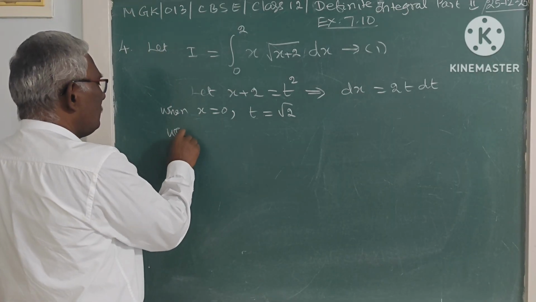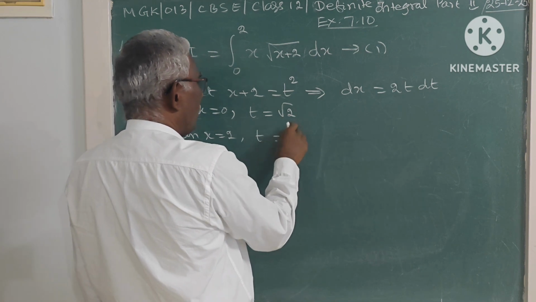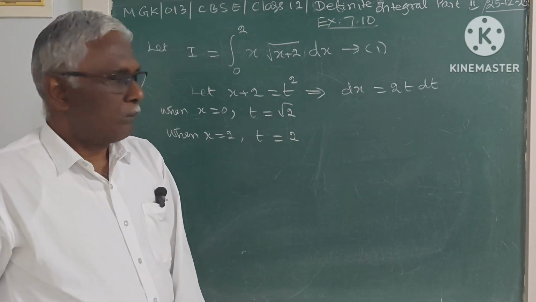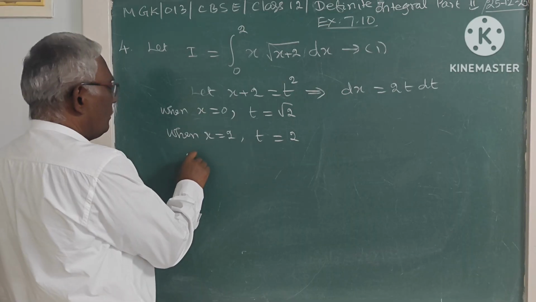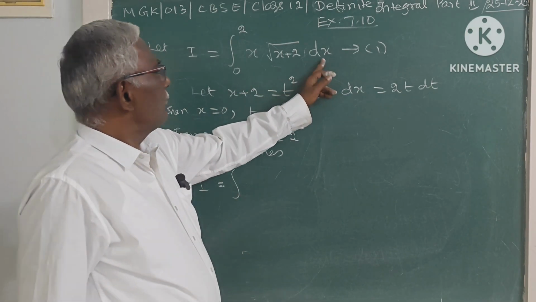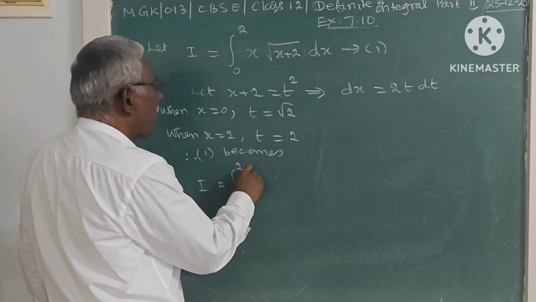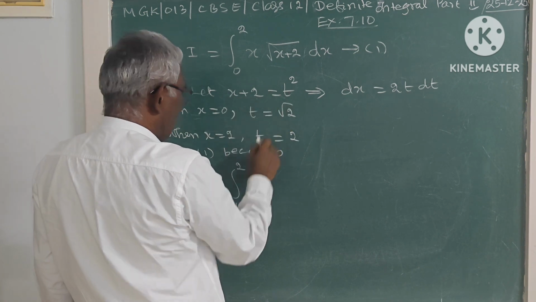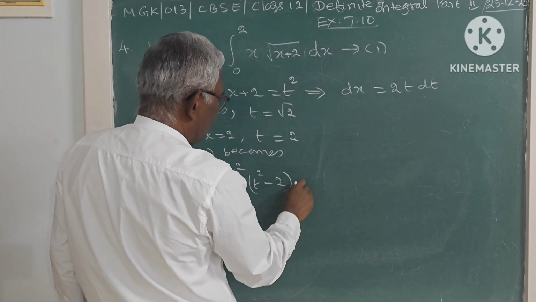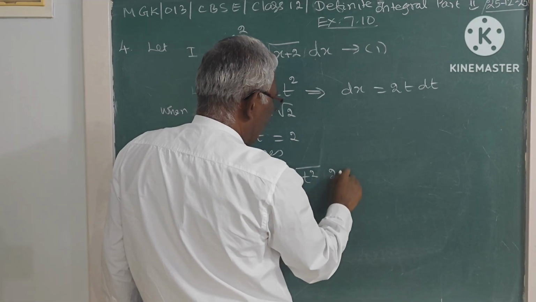When x is 2, t square is 2 plus 2, 4. T square is 4, so t will be 2. Here also I am taking positive value. And therefore I becomes equal to integral, x varies from 0 to 2 and t varies from root 2 to 2. X is what now? X is t square minus 2, and square root of x plus 2 is t square. So square root of t square, and dx is 2t dt.